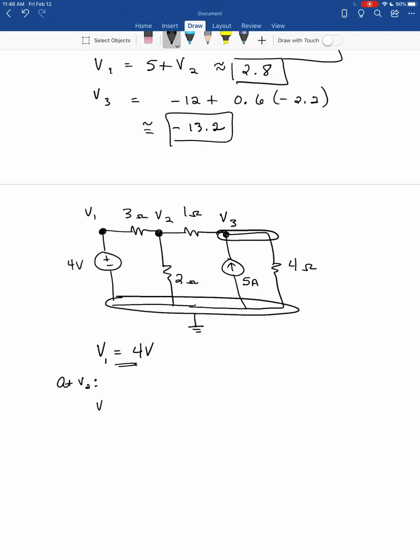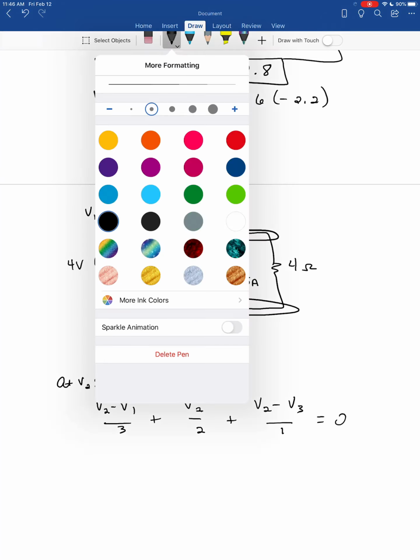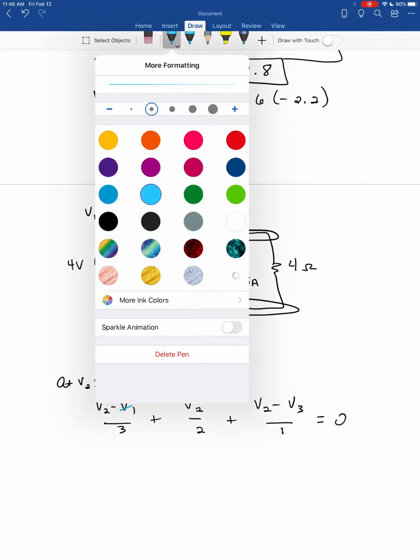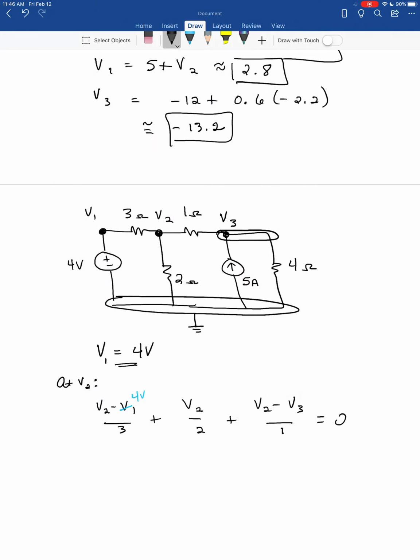So at V2, we have V2 minus V1 over 3. We have V2 over 2. And we have V2 minus V3 over 1. You probably already noticed that V1 here is 4 volts, and you could have written that directly if you didn't want to write V1. Once again, I think for beginners, it's maybe easier to go ahead and keep track of all your unknowns initially, but I'll leave that up to you.